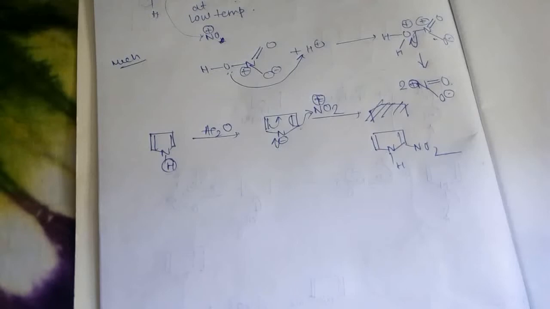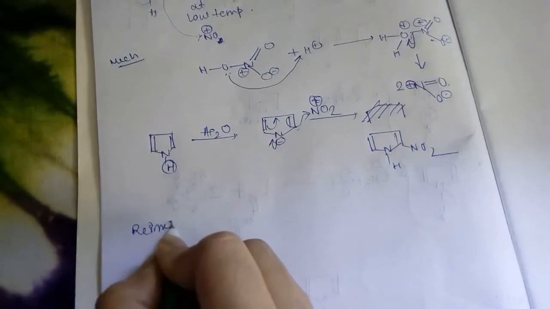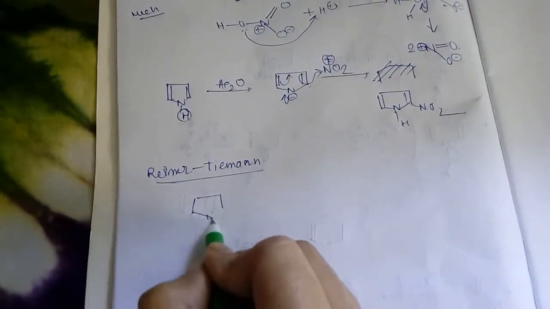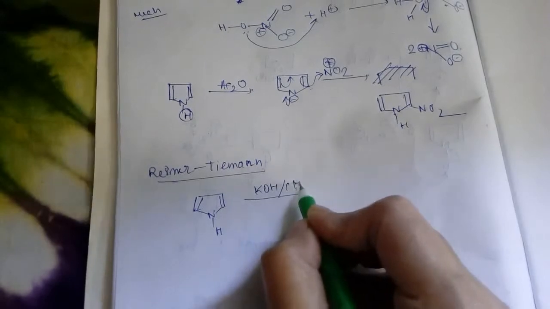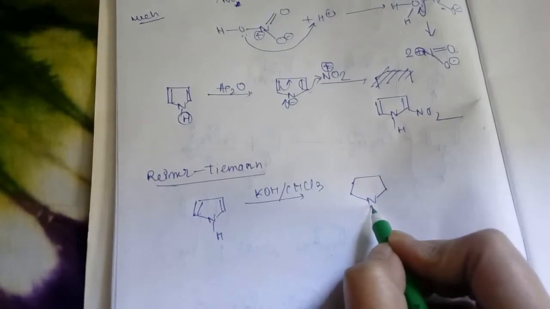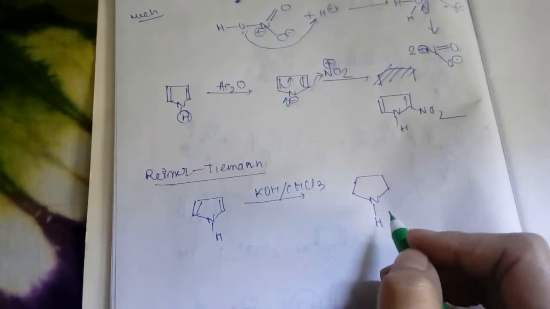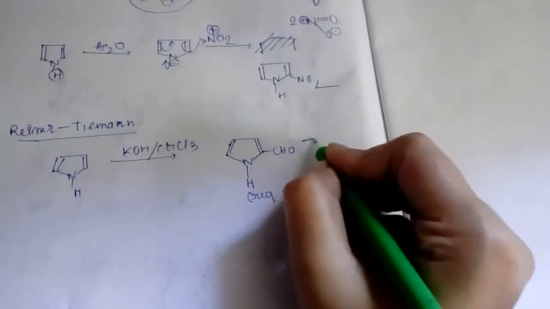It can give Reimer-Tiemann reaction, in which an aldehyde group is substituted in the ring. The reagents are KOH, CHCl3, and ultimately this will form along with a side product.